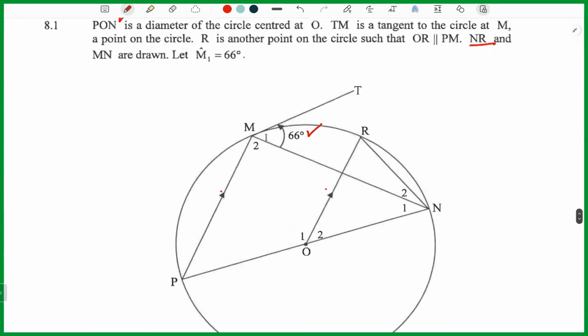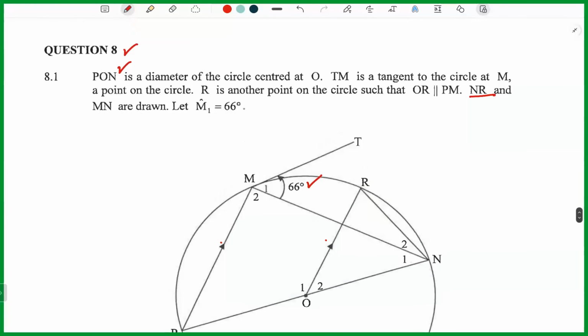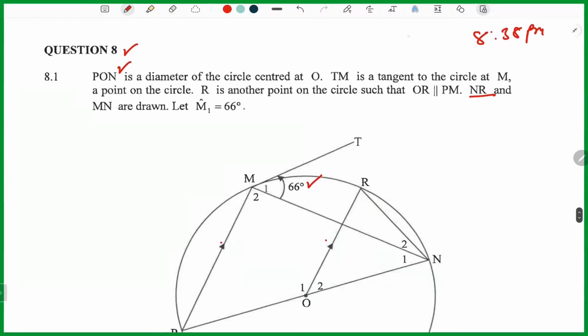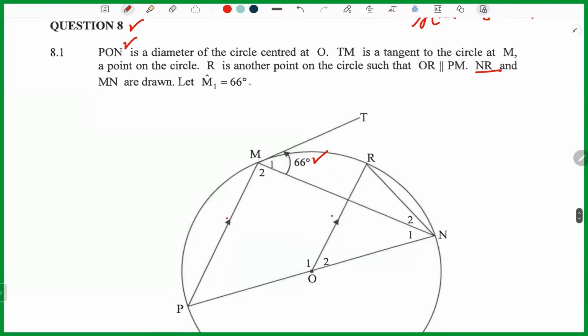Oh, what time did we start today? First things first. You know the time, Karabo? So it's 8:38. Yes, it's 8:38 p.m. Thank you for noting that. So this is the time at which we started.